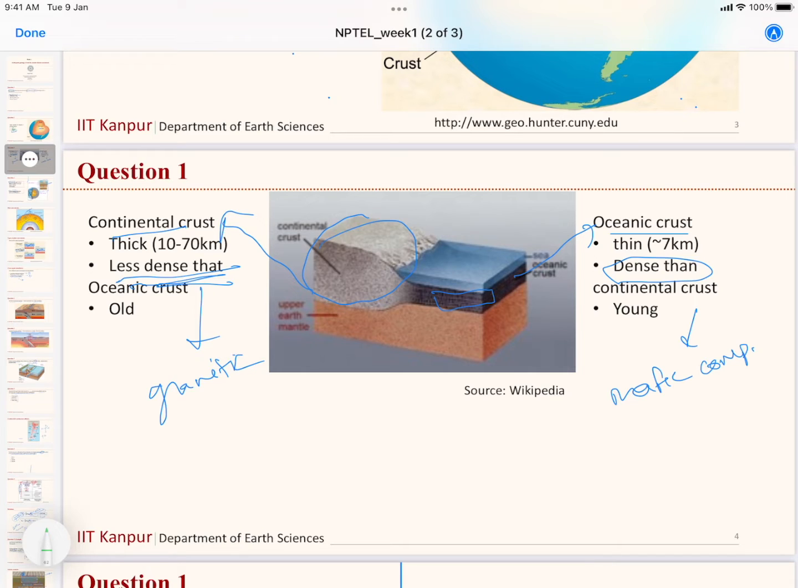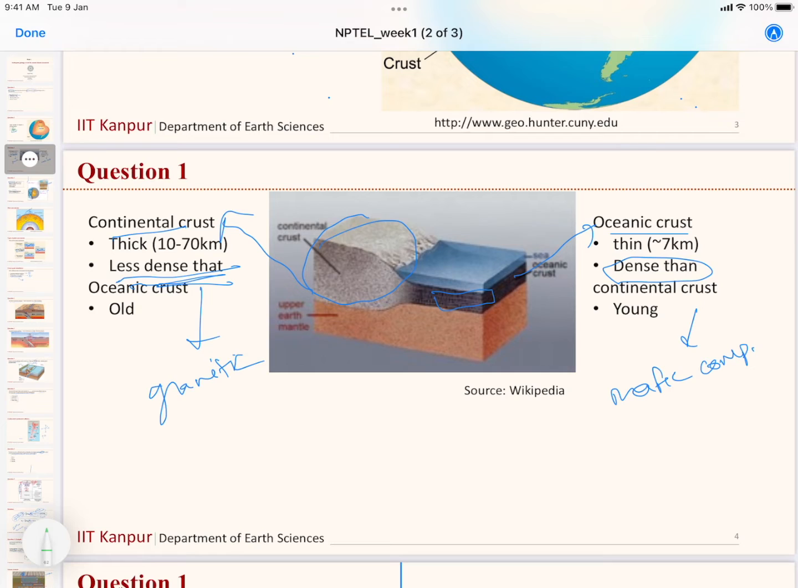Now my flow got interrupted. Okay, so in this figure, all of you can see that we have a greater thickness of continental crust and a lesser thickness of the oceanic crust, marked with a blue box. And the reason for the difference is the density contrast.